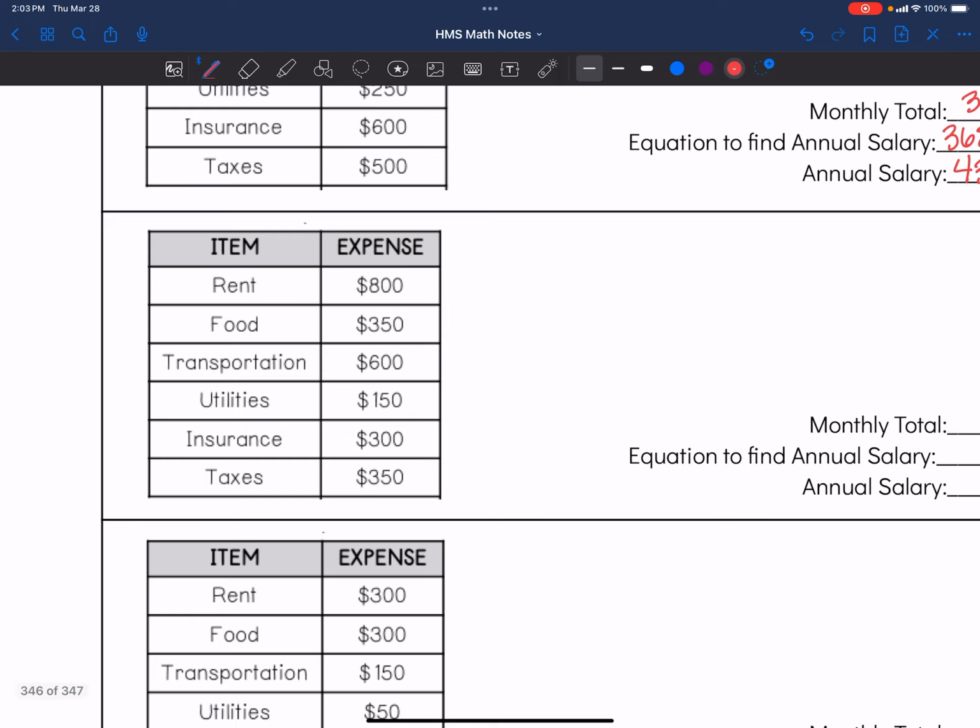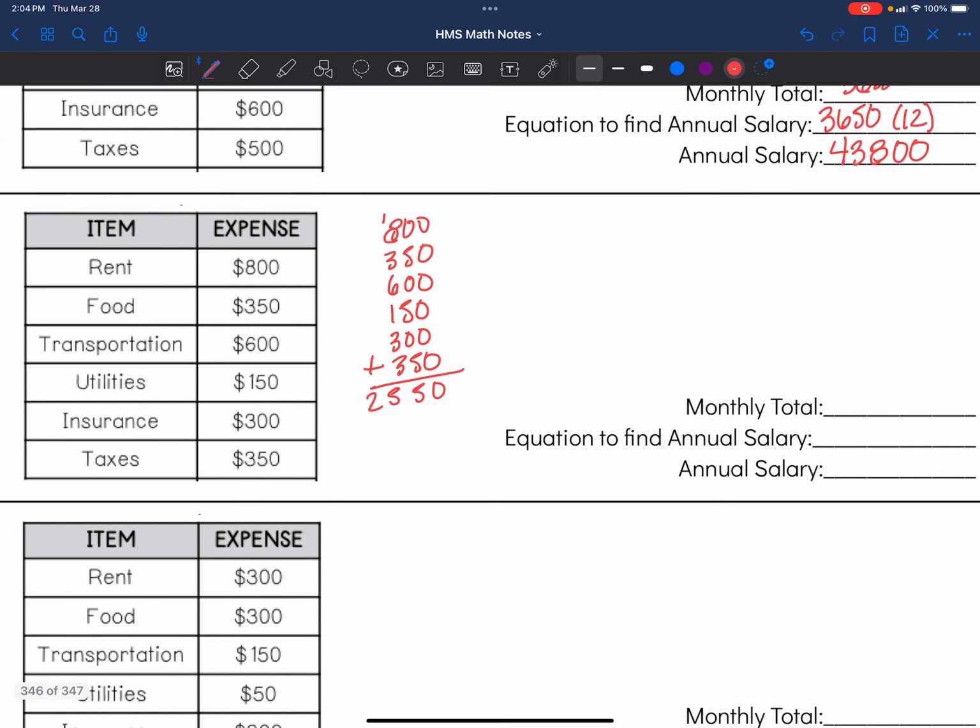So let's start by adding them all together. 800 plus 350 plus 600 plus 150 plus 300 plus 350. Adding it all together. 1 plus 8 is 9, plus 3 is 12, plus 6 is 18, plus 1 is 19, plus 3 is 22, plus 3 is 25. 35. No, 25. I was right. Okay. So my monthly total is $2,550.